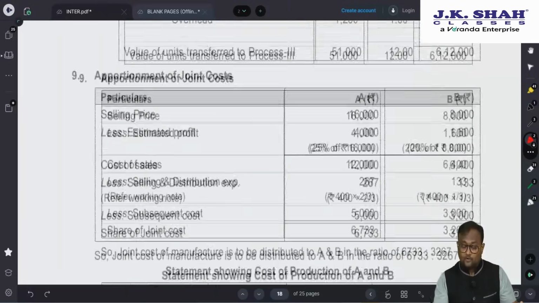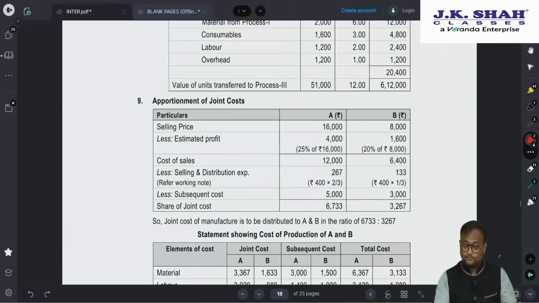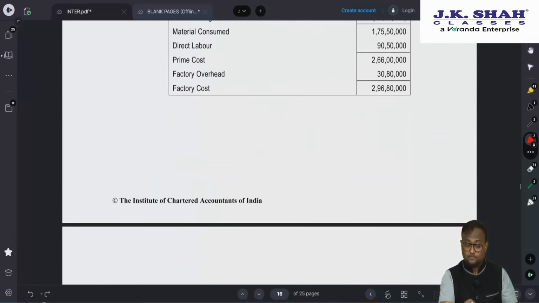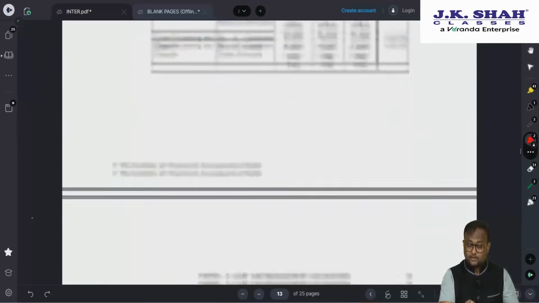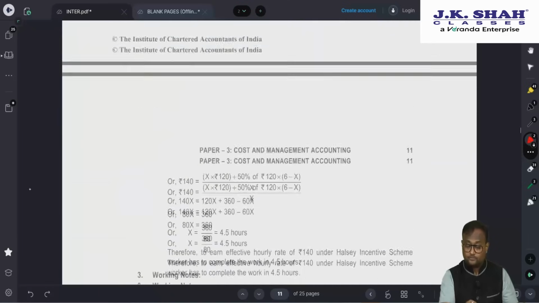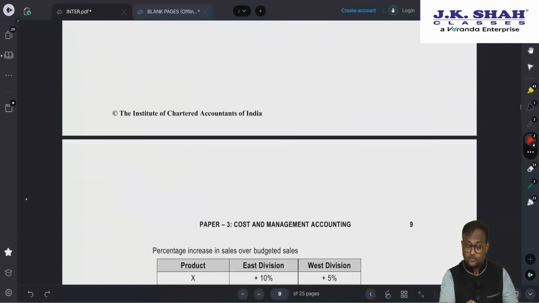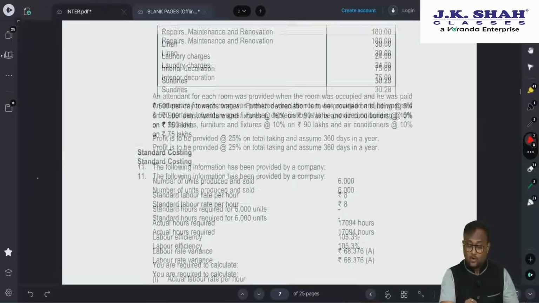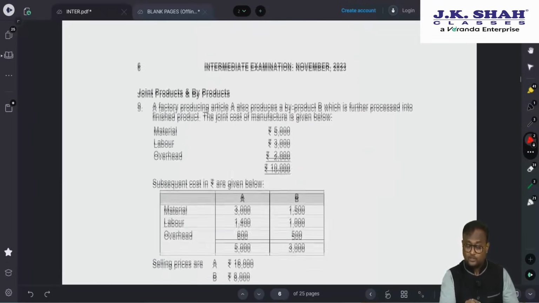It's not going to be a big deal for you guys. Clear? That was your question number 8, which was based on process costing. Question number 9 is again a simple question.